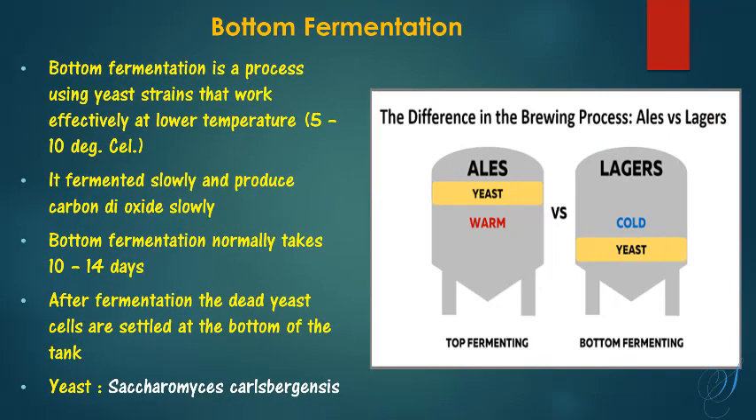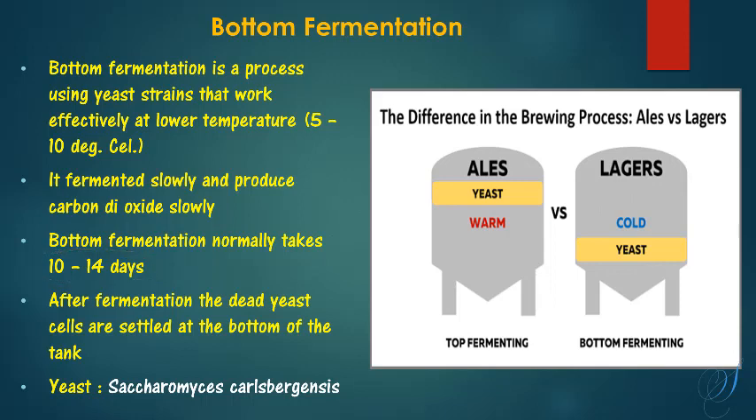First, we will see about bottom fermentation. This fermentation happens at a lower temperature, around 5 to 10 degrees Celsius. This fermentation process happens slowly and produces carbon dioxide very slowly. It will take around 10 to 14 days to complete the entire fermentation.